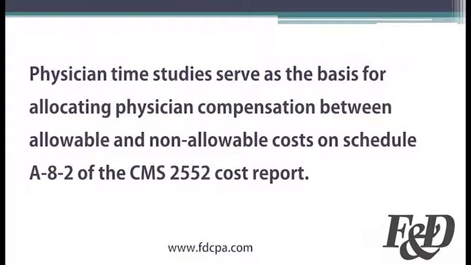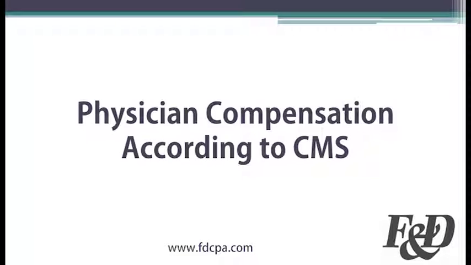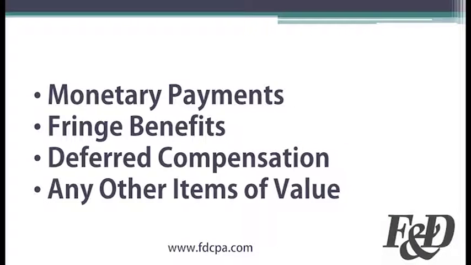Before I review the criteria for acceptable physician time studies, it is important to understand the meaning of physician compensation according to CMS. As defined in the Code of Federal Regulations, Title 42, Public Health, Part 415, physician compensation costs are monetary payments, fringe benefits, deferred compensation, and any other items of value, excluding office space or billing and collection services, that a provider or other organization furnishes a physician in return for the physician services.